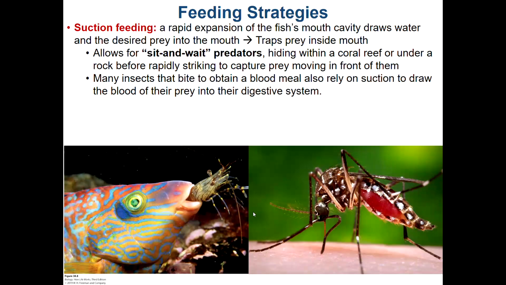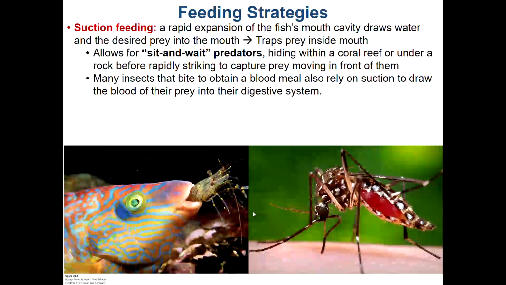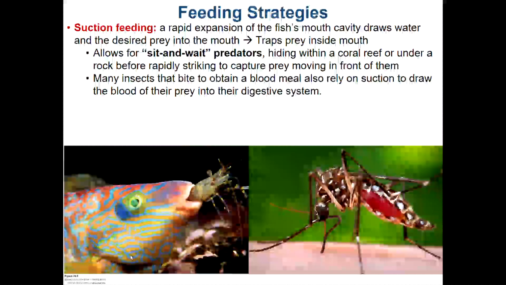The next type of feeding strategy is suction feeding, and that's a rapid expansion of the fish's mouth cavity that draws water in and the desired prey into its mouth. So this traps prey inside of its mouth. If we look at this fish here, this fish is able to be a sit and wait predator, which means that it can hide in a coral reef or under rocks before rapidly striking to capture prey moving in front of it, and then they basically suck the prey into their mouth.